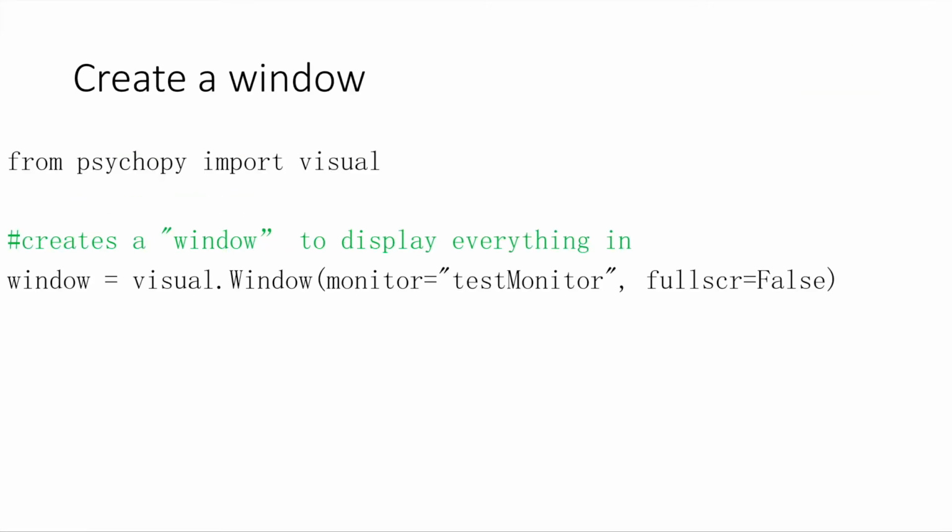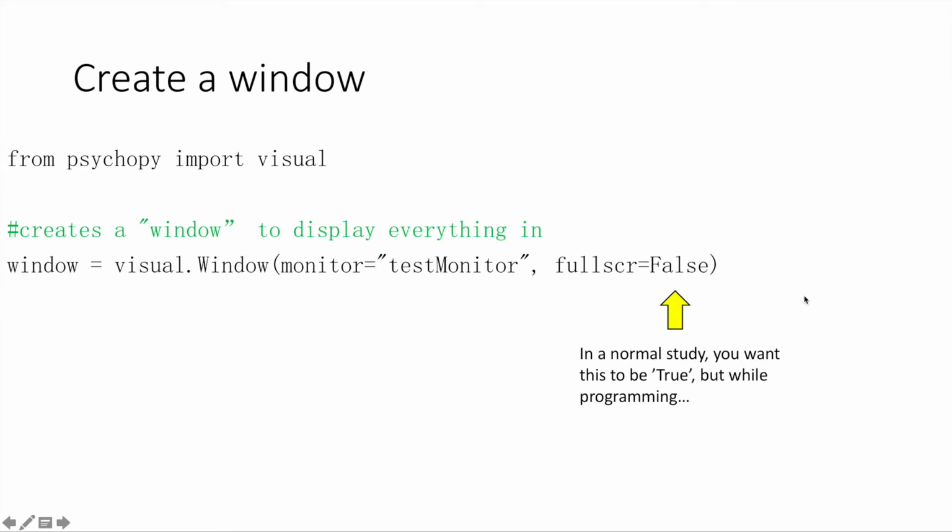All right, next line. I'm not going to go too deep into what's going on here yet. I'm going to save that for the line afterwards. But basically, we're creating a window in which to present all of our stimuli. And the only real thing I want to point out here is the fullscr equals false thing right here.